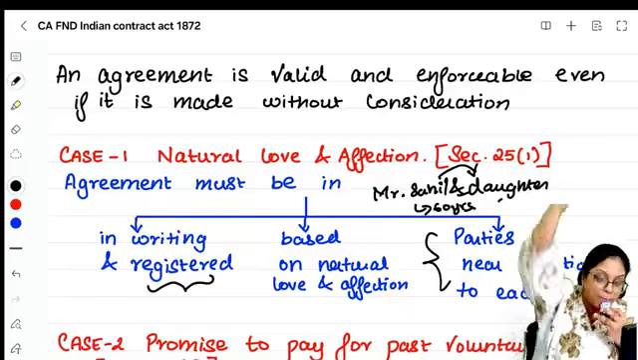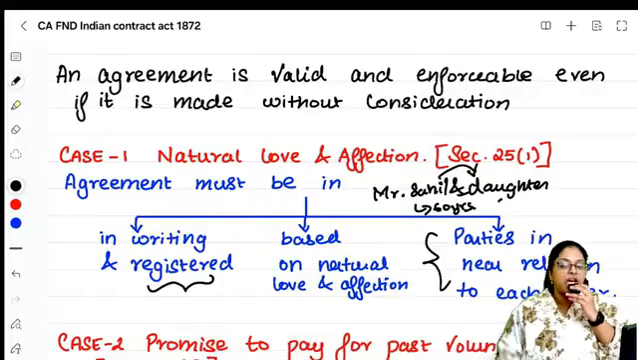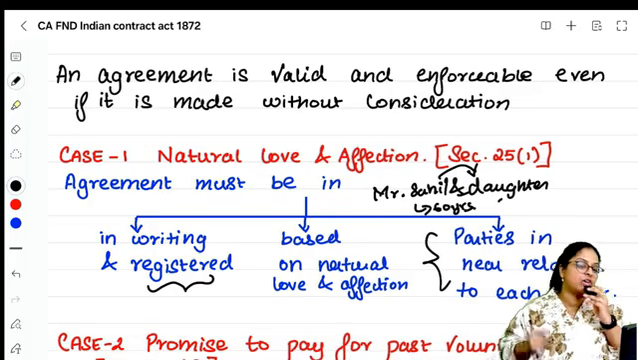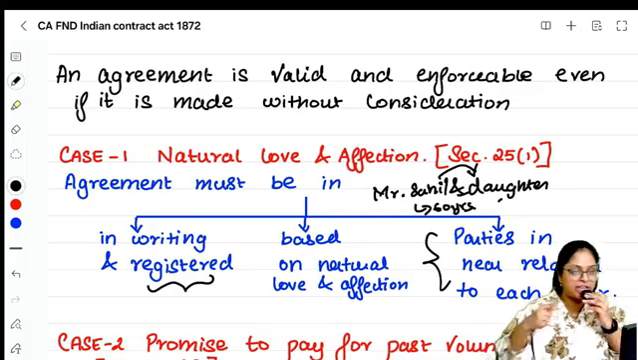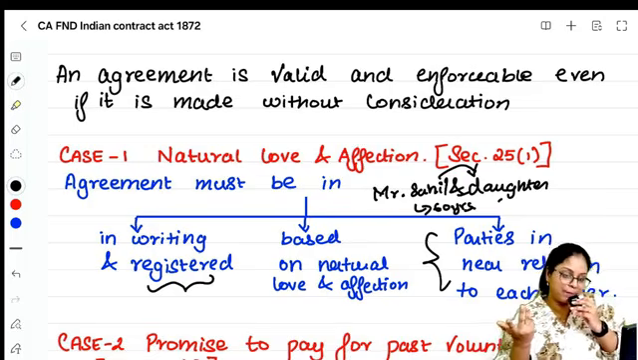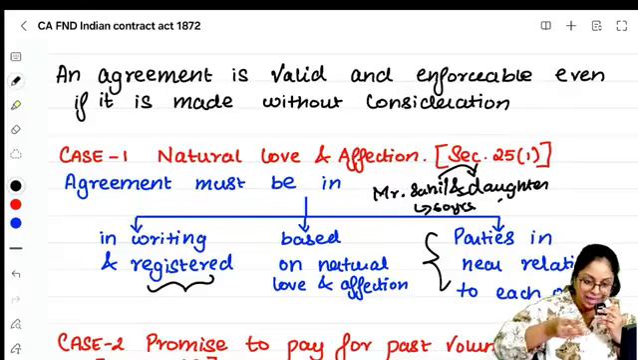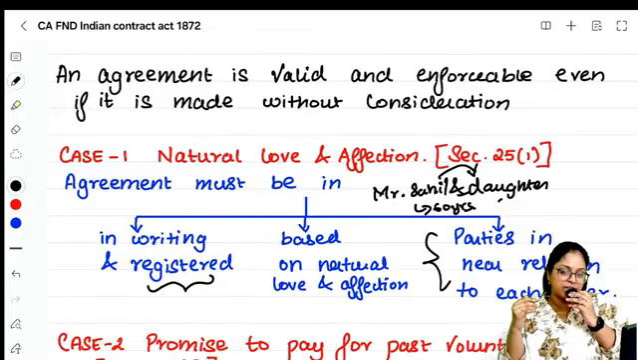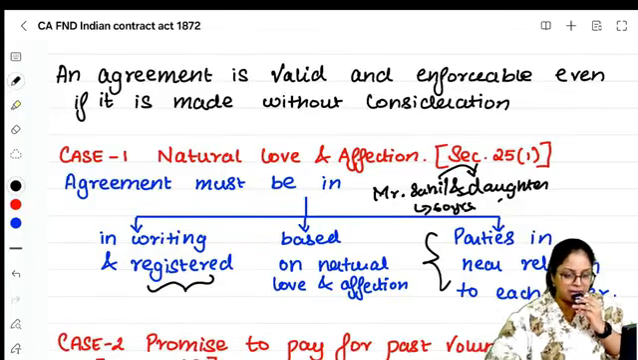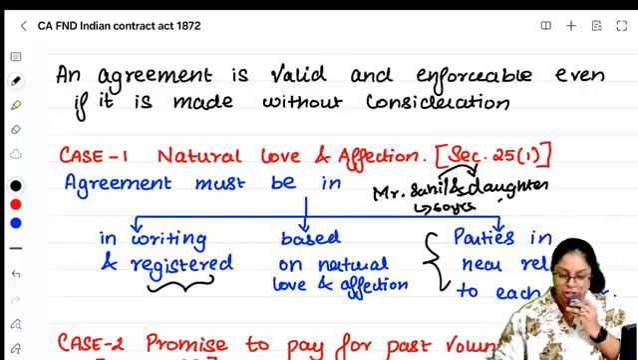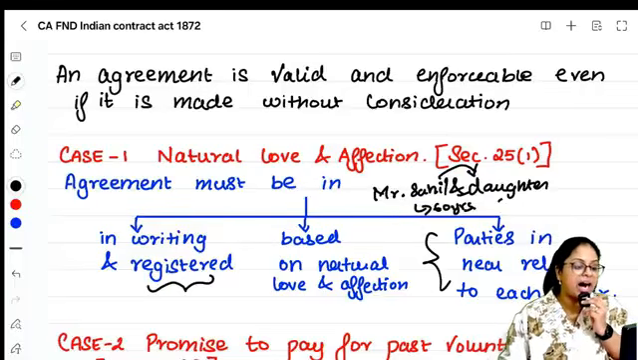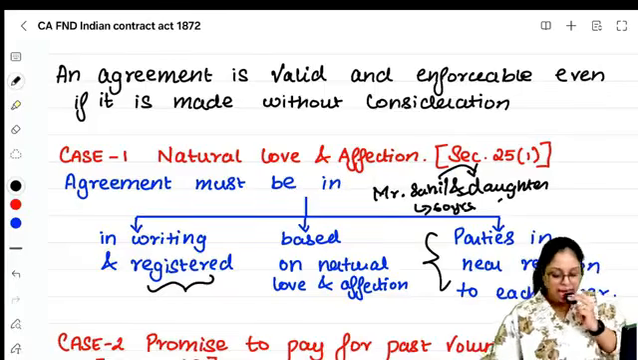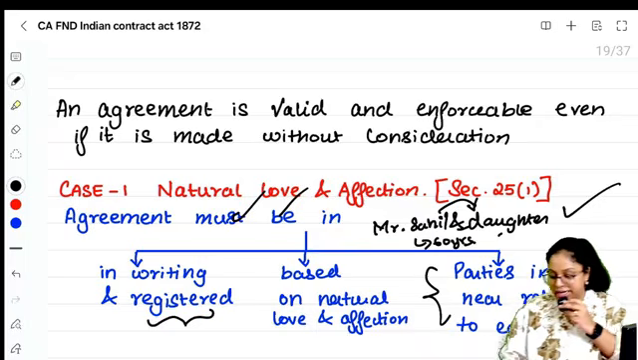Because he was going to register, and on the way, what happened? Accident. So in this particular case, the daughter will not get the property of the father, because the court will tell, if the father is giving the property, what is the daughter giving back? Nothing. And to fall under the exception, it should be in writing, registered, near relation, and out of natural love and affection. Is that clear? Very good, Gautam. Correct. They are in near relation, this contract is out of natural love and affection, and it is in writing, but it is not registered. This is section 25(1), which is natural love and affection.